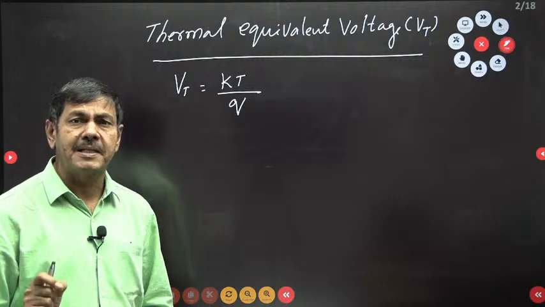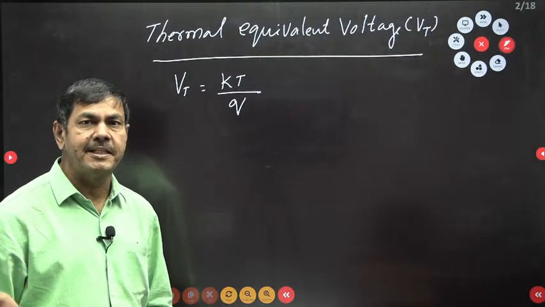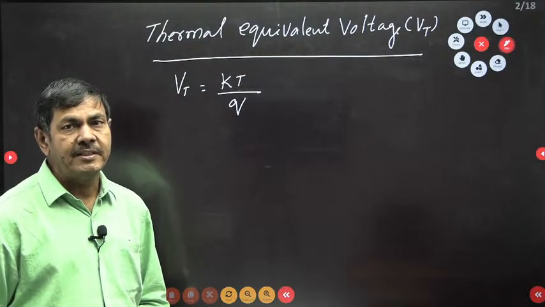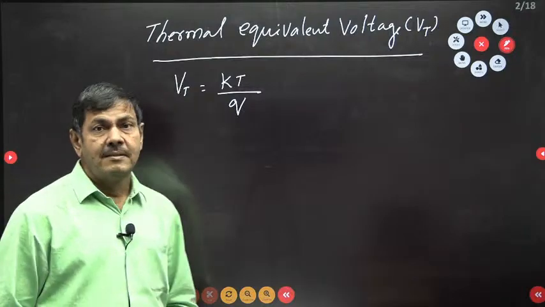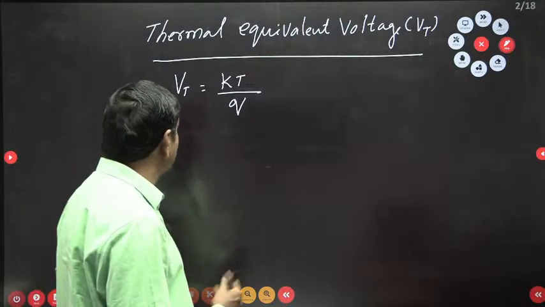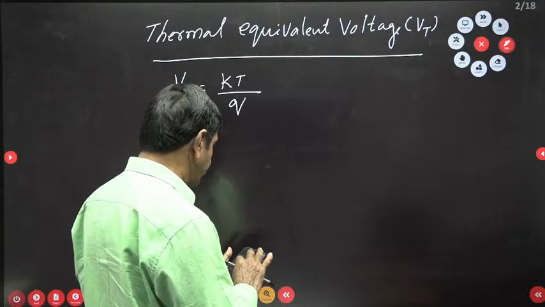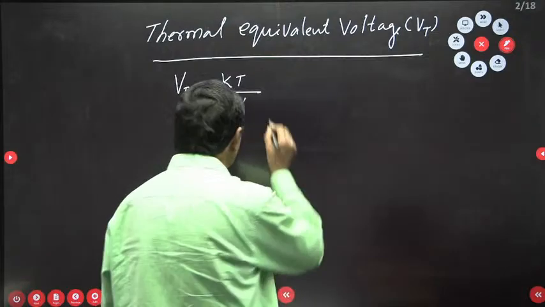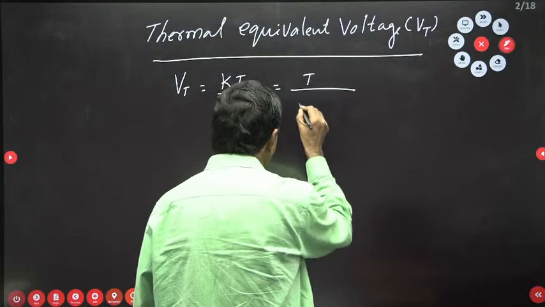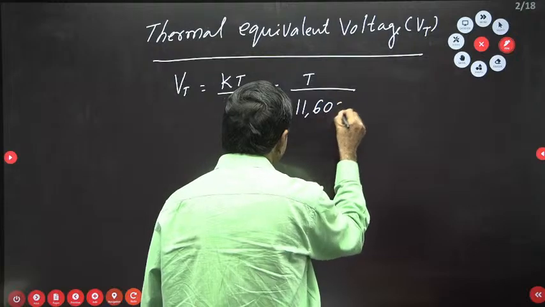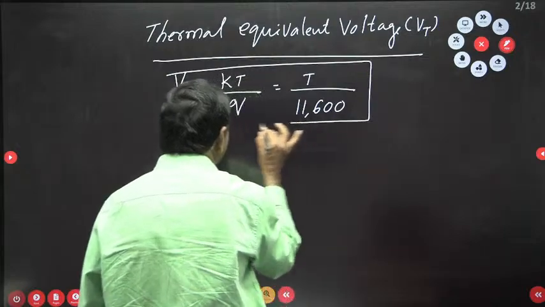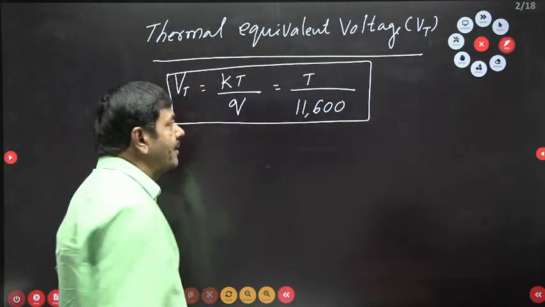The temperature must be in Kelvin. If the problem gives centigrade, you need to convert into Kelvin, then you can determine the thermal equivalent of voltage. Otherwise, if you substitute Boltzmann's constant and the q value, mostly it comes like this. We can still write this formula in a simplified form: T divided by 11,600. This formula you must use to find the thermal equivalent of voltage.